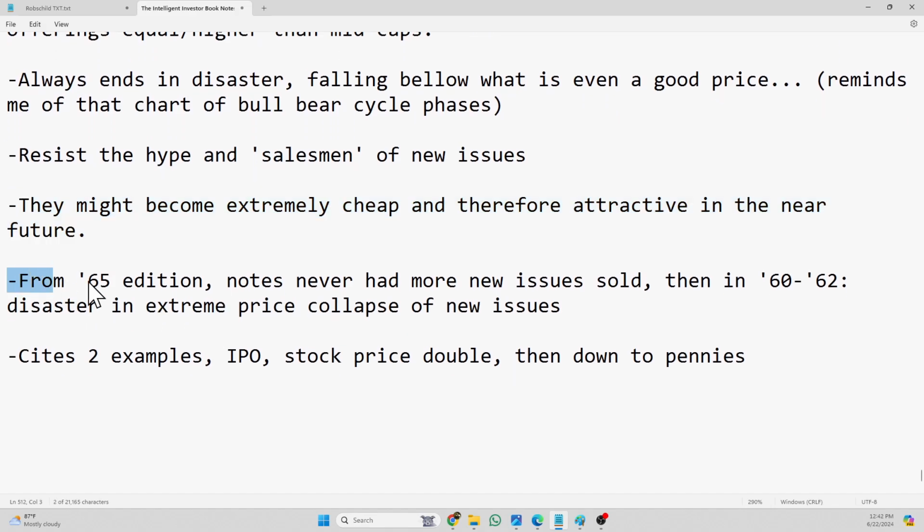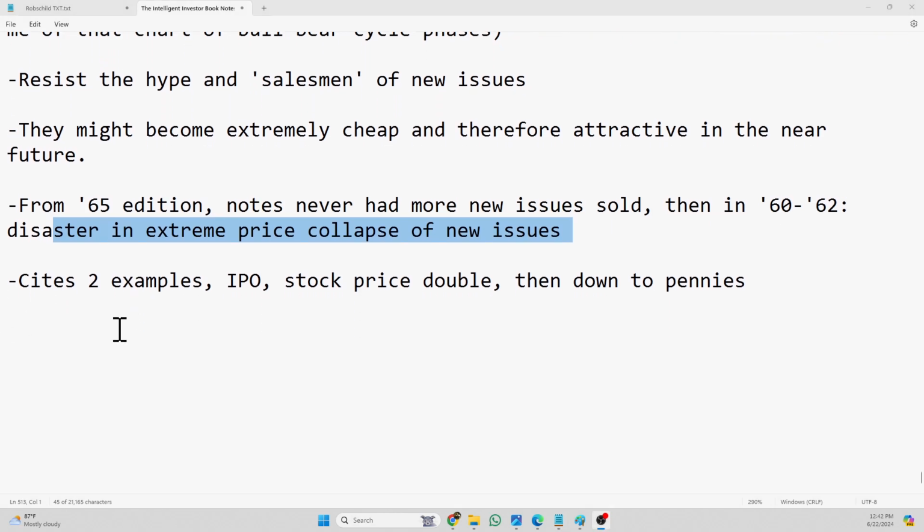And then he mentions in this 72 edition from the 65 edition that they had never had more new issues sold than before the 1960s. I guess this was from 49 to 59, probably that period is what he's talking about. And then he says in 1960 and 62 there was a disaster and extreme price collapse of those said new issues. And then we finish the chapter citing two examples of IPOs, and then the stock price doubling. Everybody's getting all excited about it, and so it doubles and then goes down basically to pennies.